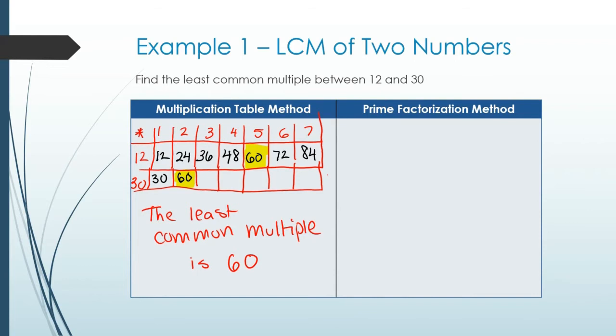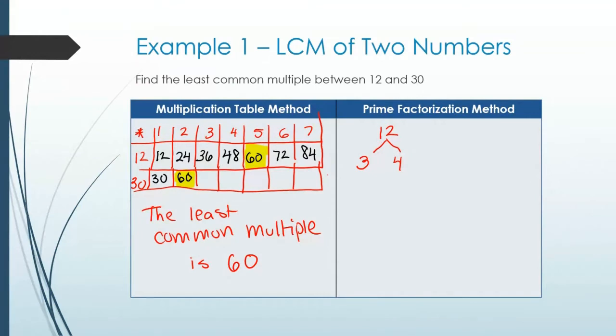Now moving to the prime factorization method. So the way that I do prime factorization is I make what I call a factor tree. So I start with one of the numbers, 12. And I just split it up into two numbers that multiply to 12. And it doesn't matter which set of numbers that you do. You can do whichever one comes to your head. But 3 times 4 comes to my head first.